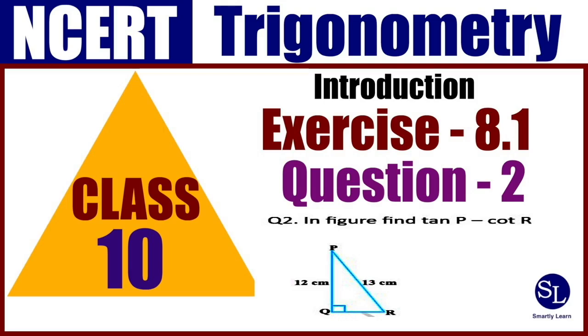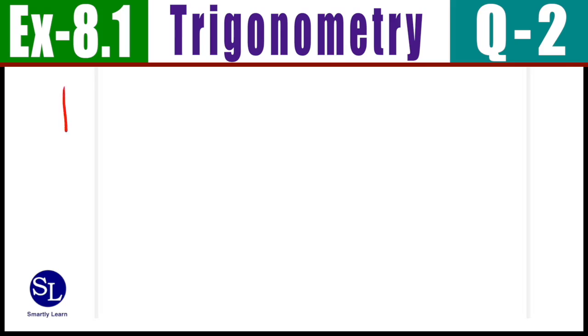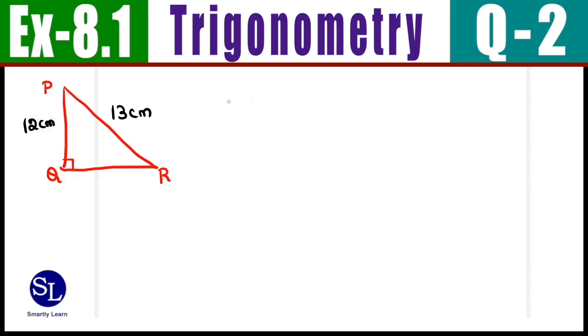In this video, let's see how to solve the second question in exercise 8.1. In the figure, find tan P minus cot R. So let's redraw the diagram for reference. You're given a right angled triangle with vertices P, Q and R. Q is the vertex where it is 90 degrees, and it is given that PR is 13 centimeters and PQ is equal to 12 centimeters. Now what we need to find out is tan P minus cot R.